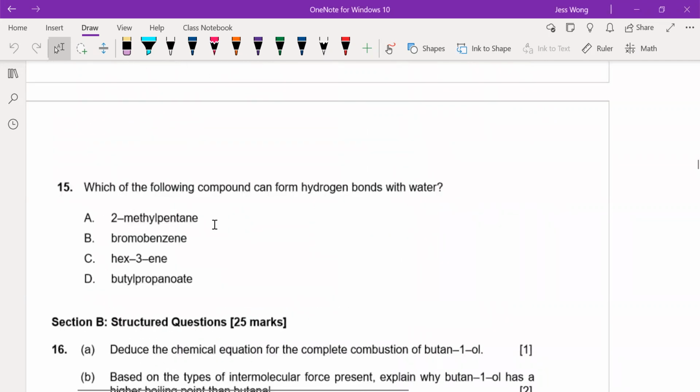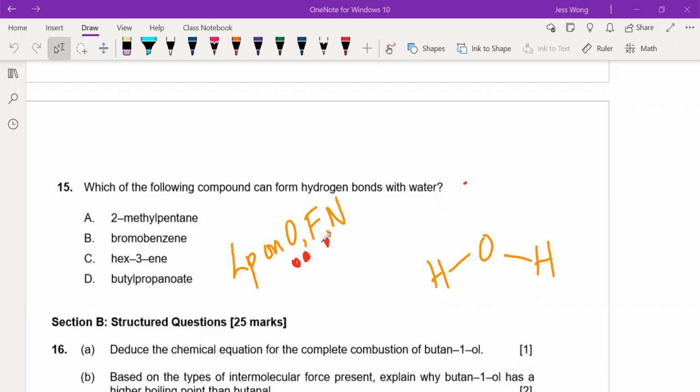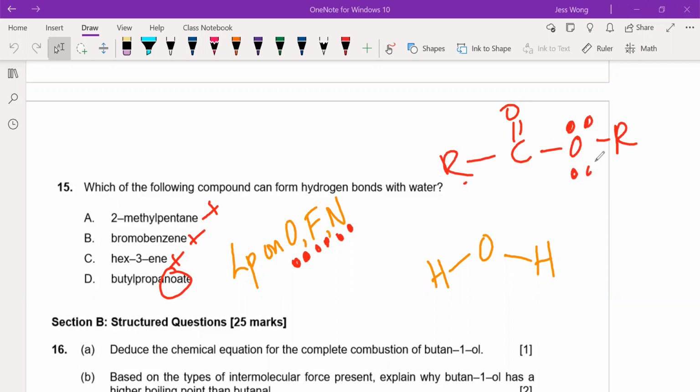15. Which of the following can form hydrogen bonds with water? So to form hydrogen bonds with water, you can see, right, water molecules has the O and the H. So it already has the H bonded directly to O, F or N. And then what we will need is just the lone pair on O, F or N. Because hydrogen bonding is an electrostatic attraction between the lone pair on the O, F or N and the delta positive H that is bonded directly to O, F or N. So we need to check the structure to look for O, F or N. So we find that you don't have, and then this is the only one because in propanoic, this is the O, which has the lone pair that can form hydrogen bond with the hydrogen in water.